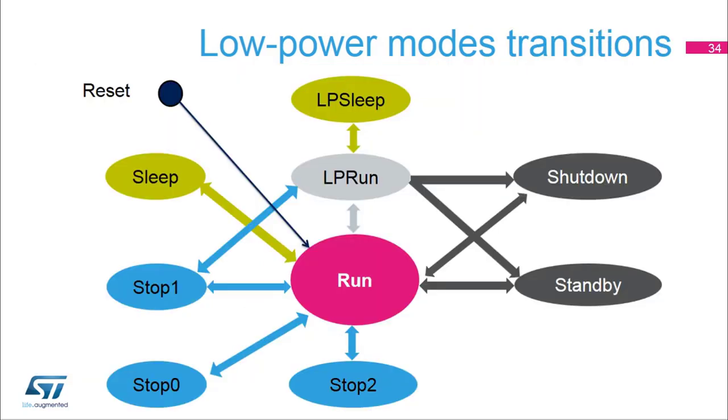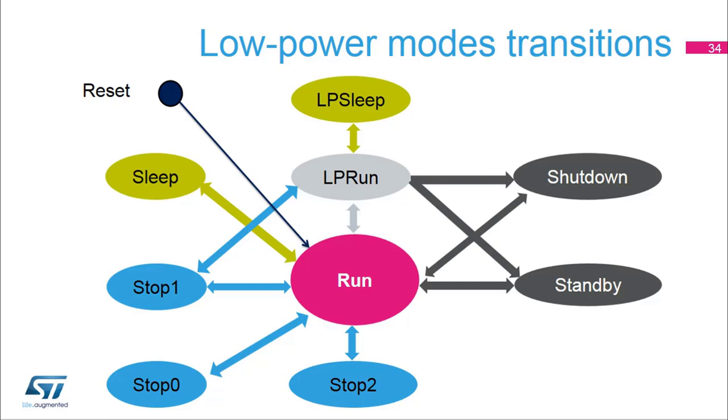From run mode, it is possible to access all low power modes except low power sleep mode. In order to go into low power sleep mode, it is required to move first to low power run mode and execute a wait for interrupt or wait for event instruction while the regulator is the low power regulator. On the other hand, when exiting low power sleep mode, the STM32L4 is in low power run mode.